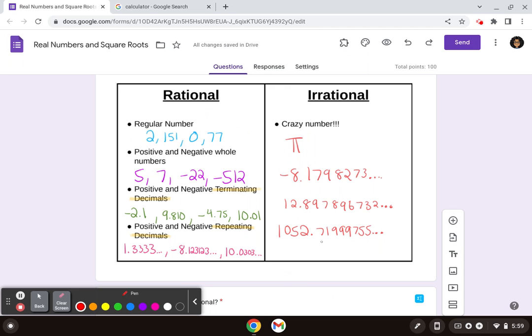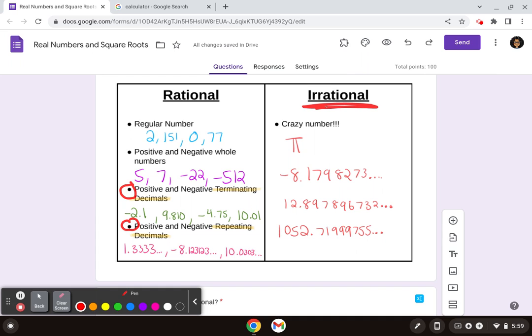Pause the video now or take some time on your Google form to look through the notes and look at the examples. What tricks 8th graders are the decimals. If it is a positive or negative terminating decimal, terminating meaning that it ends, the decimal stops, it is going to be rational. If it's a positive or negative repeating decimal, even though it goes on and on and on, because there is a pattern, it's still rational. It makes sense. We can shorten it.